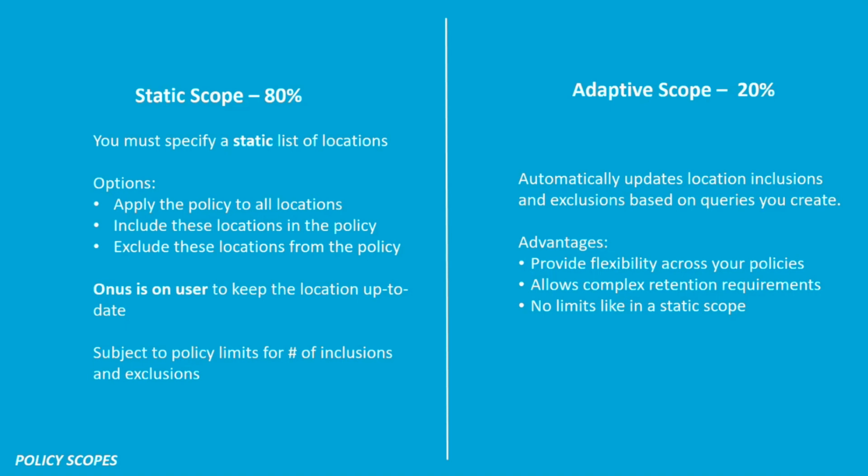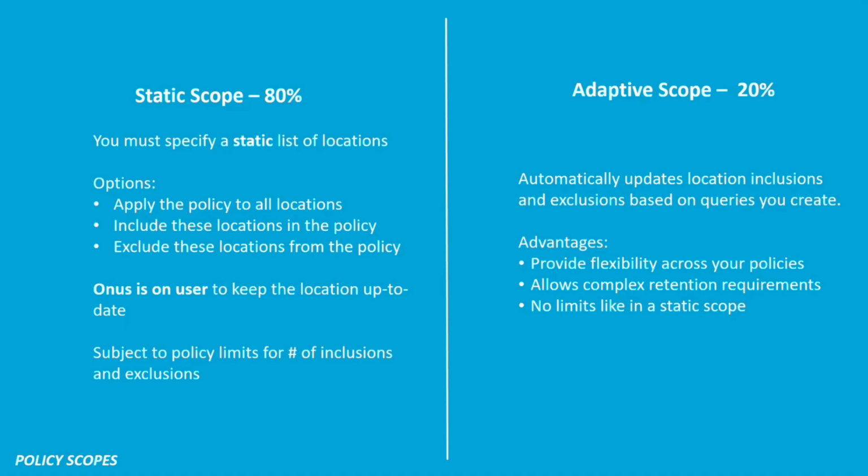A static scope is pretty straightforward. You would just copy the URL of your SharePoint site and say, please publish this retention label or this list of retention labels to this site. This is typically what we recommend in 80% of situations if your organization has a more fixed architecture. However, the onus is on the user to keep the locations up to date.